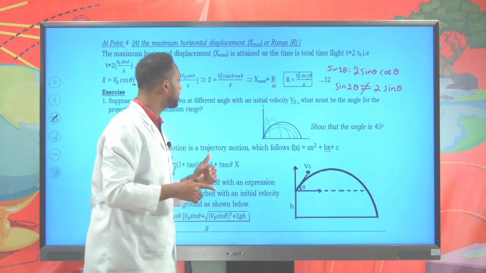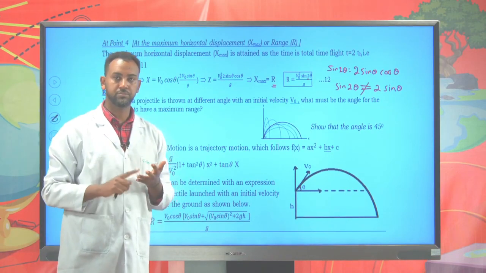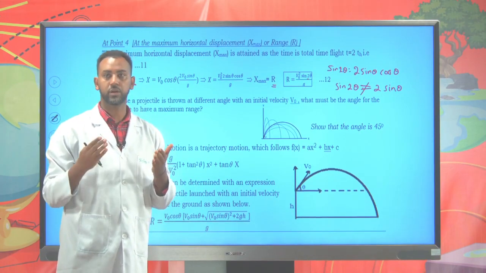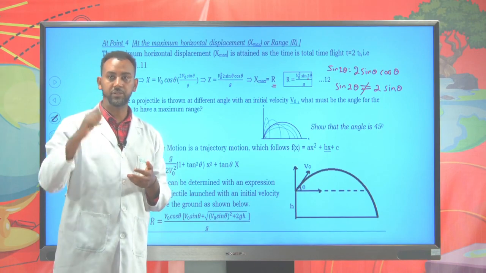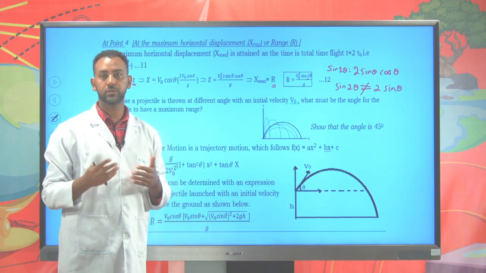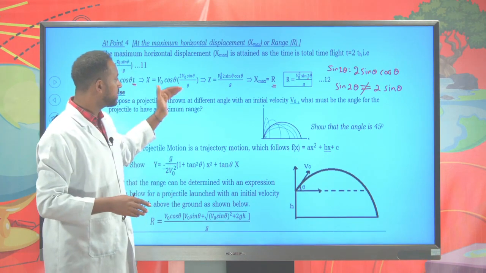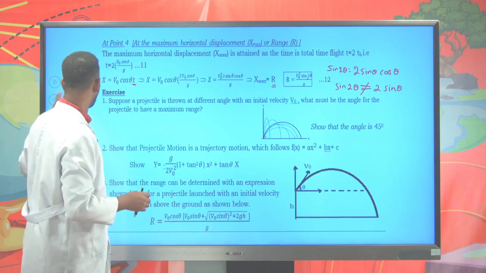Therefore, it's possible to determine the maximum horizontal component, or range. It's possible to determine the vertical component, h maximum. It's possible to determine the velocity component at different locations. So these are the most important points.